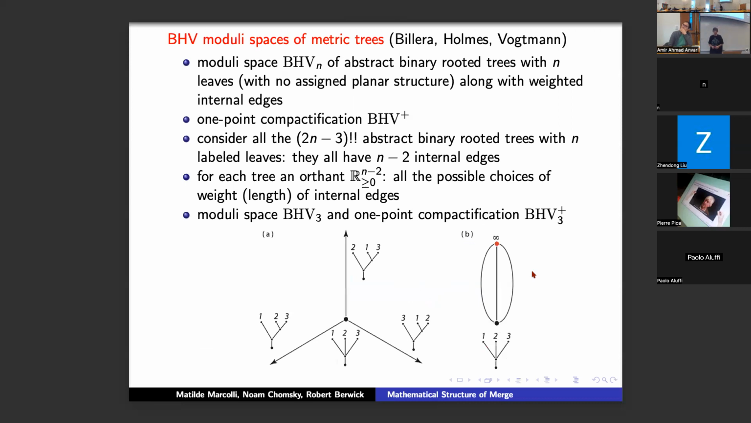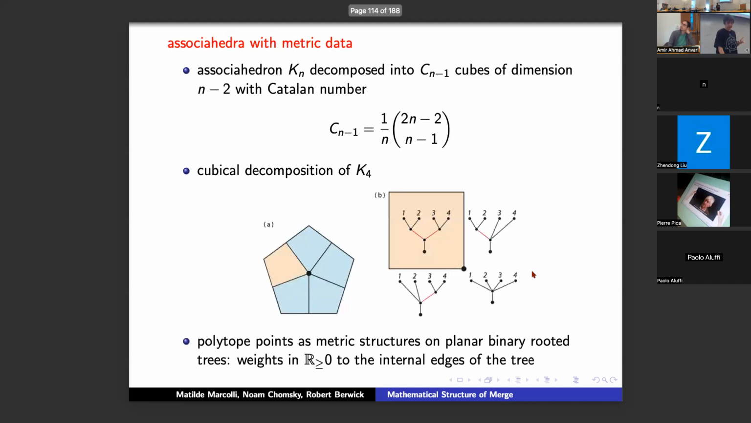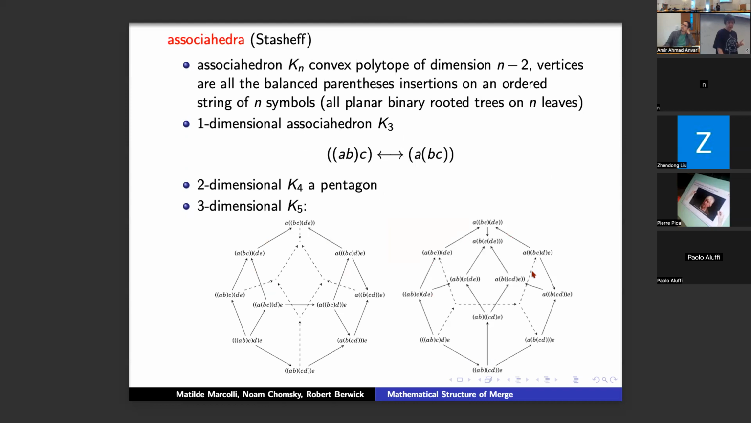And what about the other thing that I mentioned? Okay, I have to stop. Let me just say this as the last thing. The other thing that I mentioned is where I'm not choosing a planar structure of the tree, and I'm only assigning some metric data to the edges of the tree. And this is the BHV, Billera-Holmes-Vogtmann, moduli space of metric trees. Now, in the associahedron, you keep the ordering of the labeling. These are planar, right?